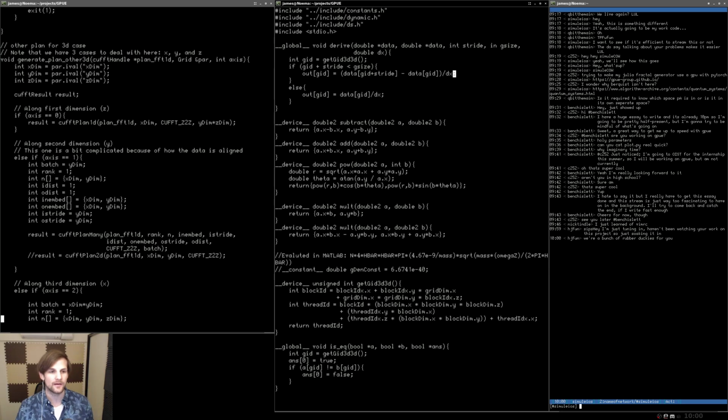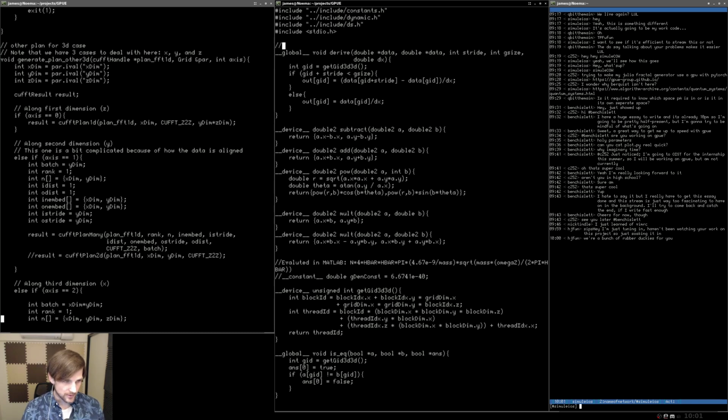So the idea here is that if you want to perform a derivative along x, then your stride is going to be 1. If you want to perform a derivative along, let's say y, then your stride is going to be x dimension. And if you want to perform a derivative along z, then your stride is going to be x dimension plus y dimension. So let's say global kernel to perform derivative.